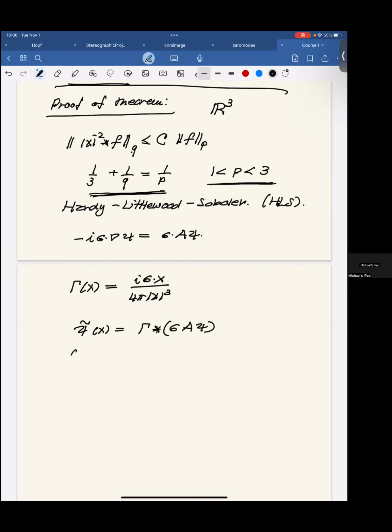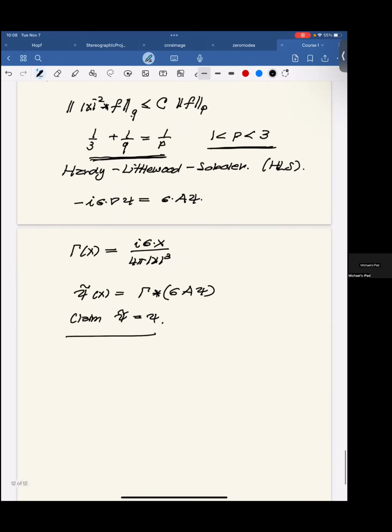So claim: psi twiddle equals psi. And that's basically quite straightforward. You notice, by the way, that the psi twiddle P norm is less than a constant times the psi P norm. That's already clear. You agree?